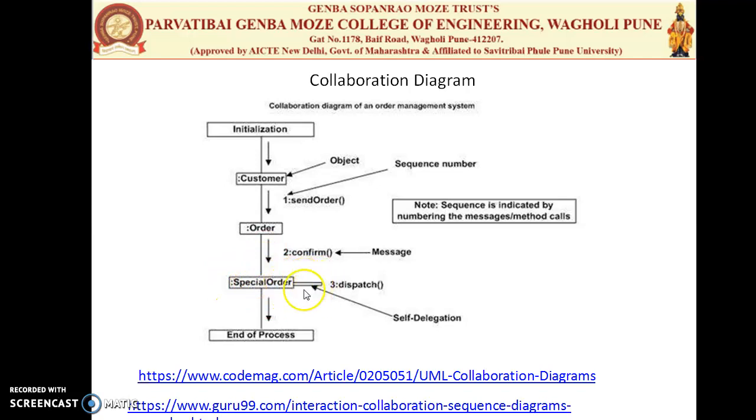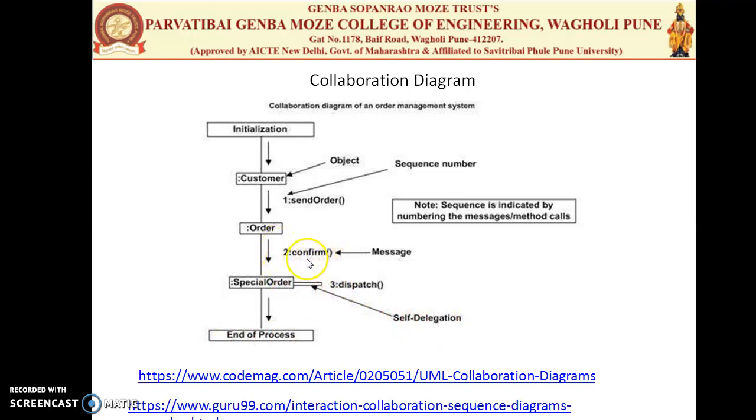The self loop is there. This is called a self loop. If the special order object has the goods that are ordered by the customer, it will loop itself and end the process. Means the goods are provided to the customer. The order has been dispatched by the system to the customer. So here is the end of the process. This is called self-delegation, or we can say the self loop.